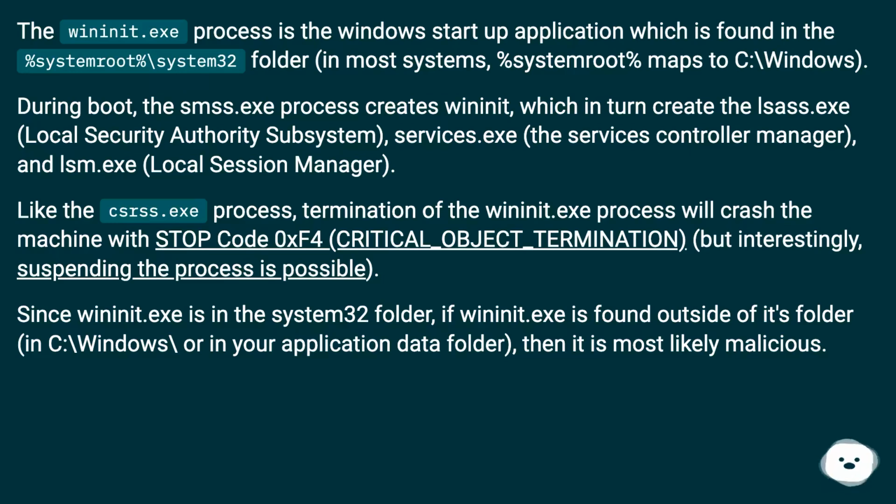Like the csrss.exe process, termination of the Wininit.Exe process will crash the machine with stop code 0xF4, CRITICAL_OBJECT_TERMINATION, but interestingly, suspending the process is possible. Since Wininit.Exe is in the System32 folder, if Wininit.Exe is found outside of its folder, in C:\Windows\ or in your application data folder, then it is most likely malicious.